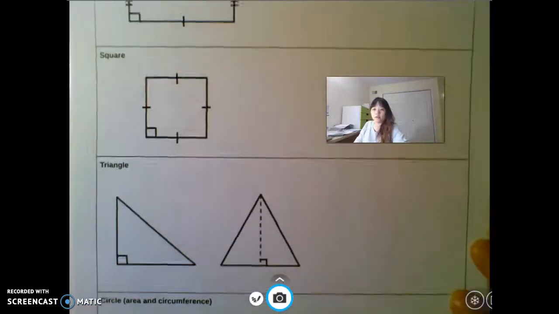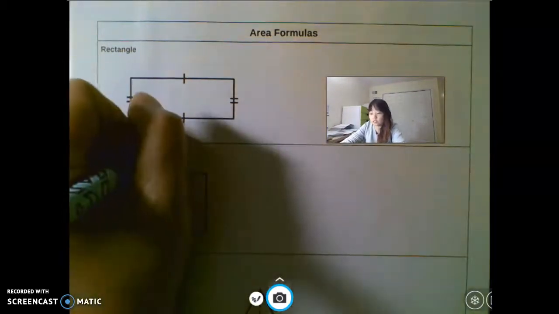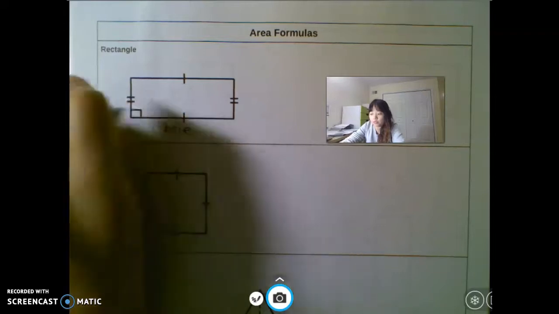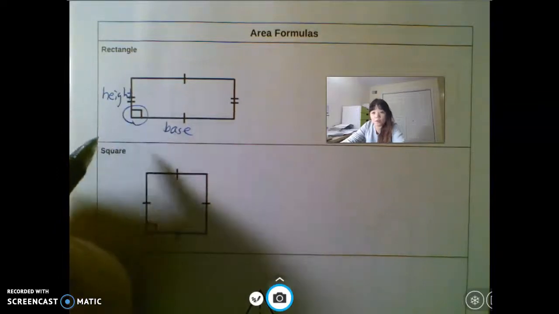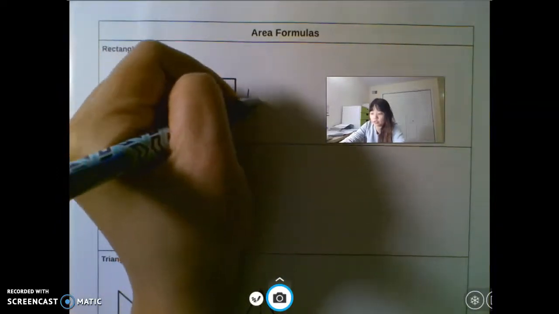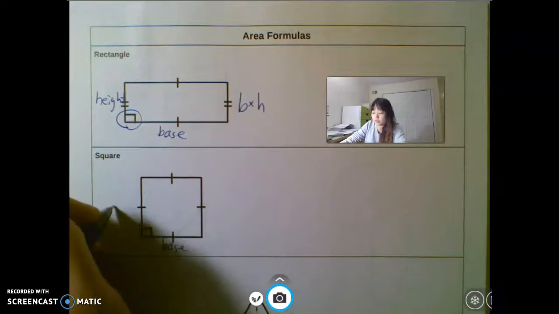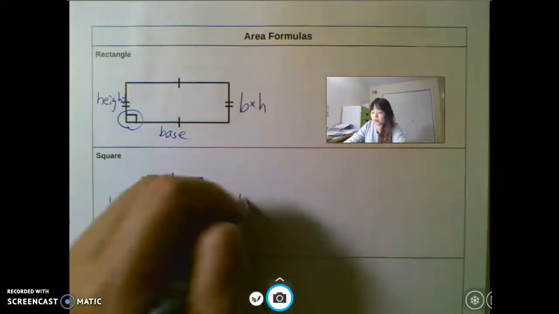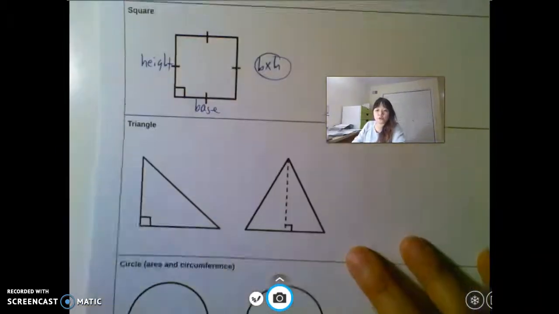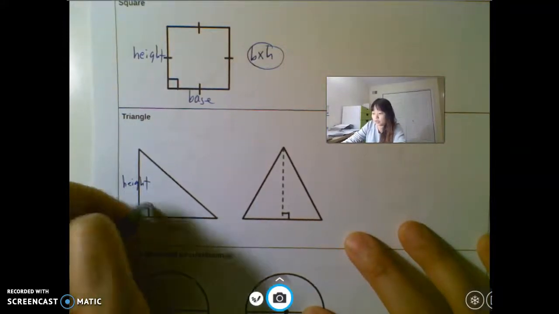On the first day of learning target 6, we need to talk about the area formulas. For a rectangle and a square, I know you know this is length and width. I'm just going to go with base and height for all of these, to be consistent. Height and base are always 90 degrees, right? So the area of the rectangle is base times height. A square and a rectangle are the same thing, except a square has all the same sides. So same thing, base times height. Done.